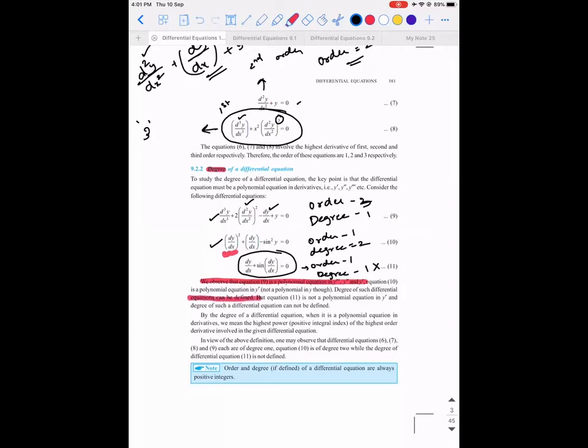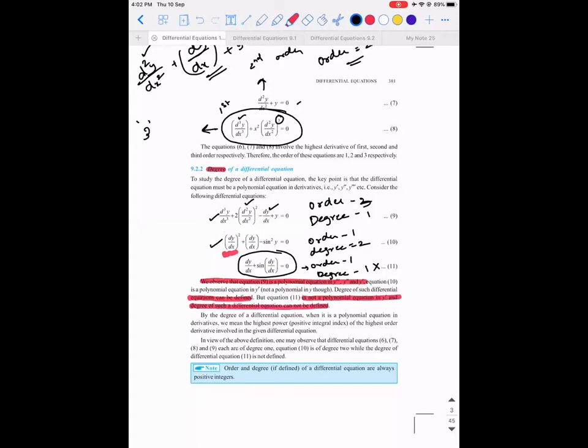If you're able to form a differential equation which is a polynomial of the differential coefficients, you can define the degree. But what is happening with the 11th one? Let us observe. In the 11th one, it is not a polynomial equation in y dash, and the degree of such a differential equation cannot be defined.